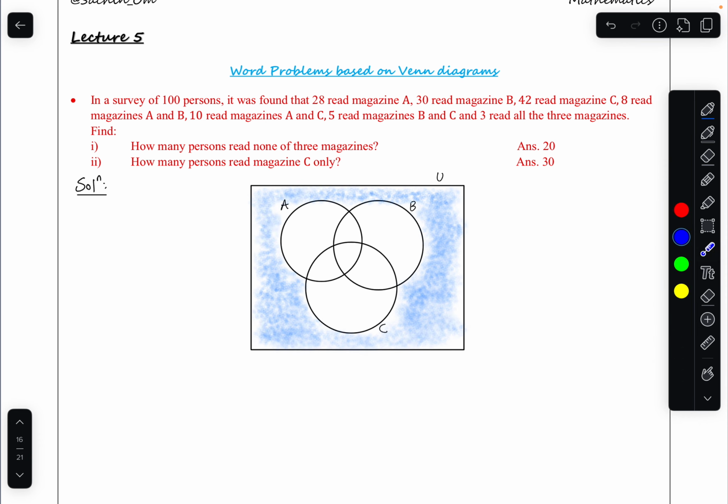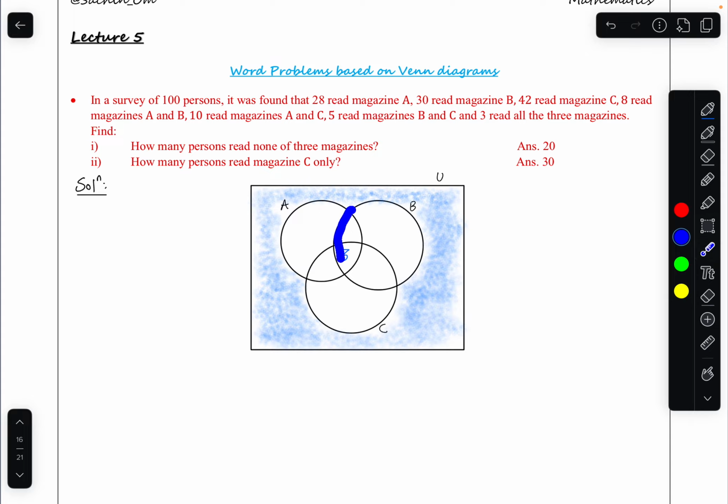There's a survey of 100 people. So I start from the last one. There are 3 people who read all the 3 magazines. All the 3 means the common portion of A, B, and C, which is this one. The number of people reading all the 3 magazines is the portion represented by this region. So there are 3 people who read all the 3 magazines.